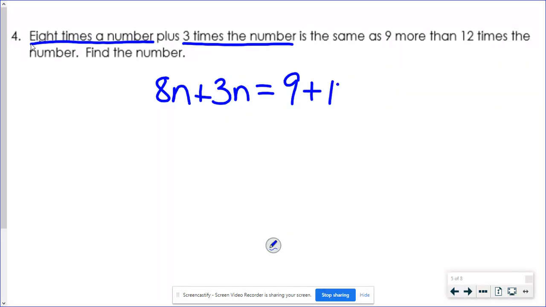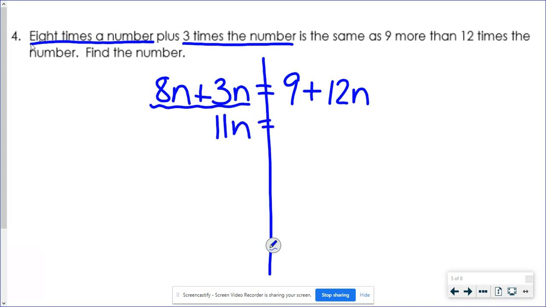9 more than 12 times the number. So over here, those match, 11n. This is one of those problems where typically I would say, let's move the smaller variable. But in this case, if I would move this smaller variable right there, I would have nothing left on that side. We've done that. I've shown you that you get a 0 right there. It all works out fine if you're careful.